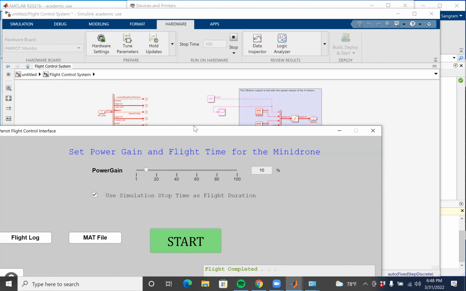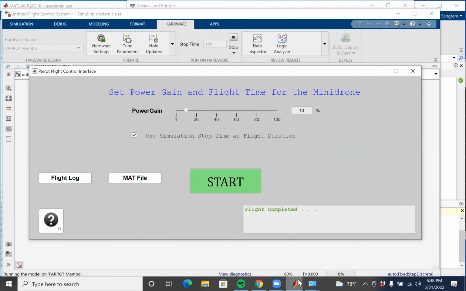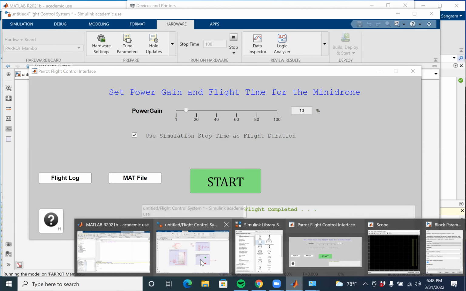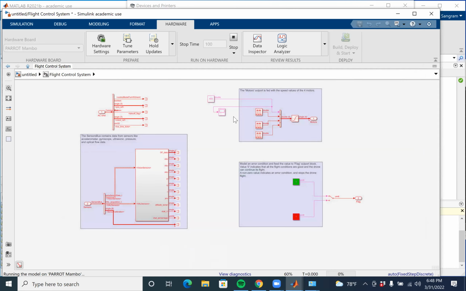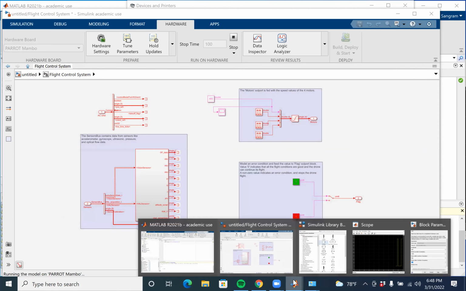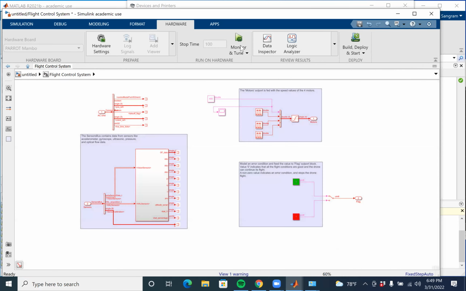Don't know if it completed programming. Did it complete programming? No, it's not completed. It's still running the model on the Parrot Mambo server. Everyone's Mambos are turned off, right? So I'll run this again.